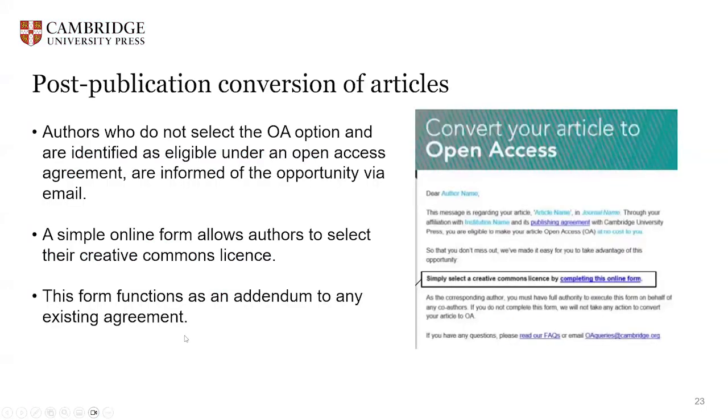And post the publication conversion of the article, if you do not select the OA option and are identified as eligible under an open access agreement, you will be informed of an opportunity via email like this. So a simple online form allows authors to select their Creative Commons licenses. This form functions as an addendum to any existing agreement.